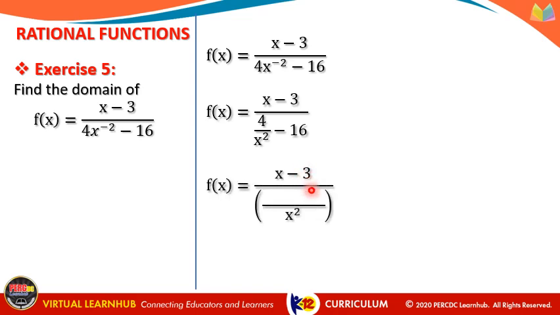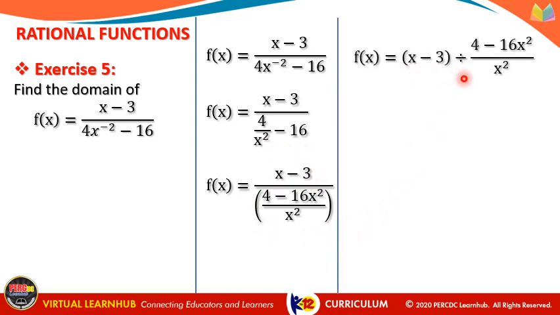Sige. So, unahin natin yung denominator. Ano ba ang LCD ng 4 over x squared at negative 16? Hindi ba x squared? X squared divided by x squared is 1. 1 times 4 is 4. X squared divided by, of course, parang naka-divide to ng 1. So, x squared divided by 1 is x squared. X squared times negative 16 is negative 16x squared. Then, let us perform division of fractions. So, you'll get x minus 3 divided by 4 minus 16x squared over x squared.